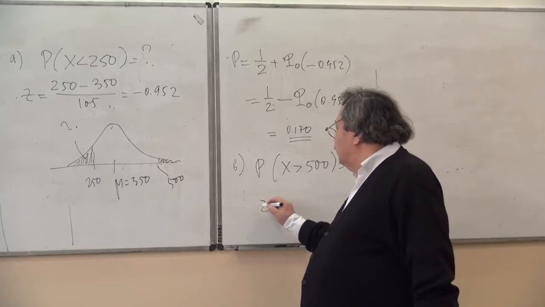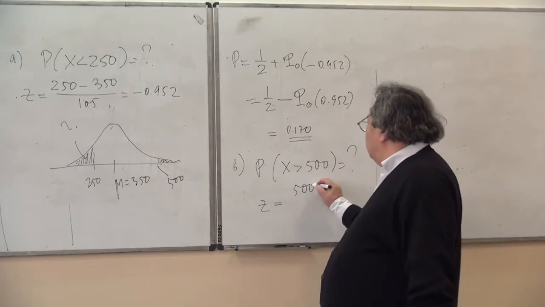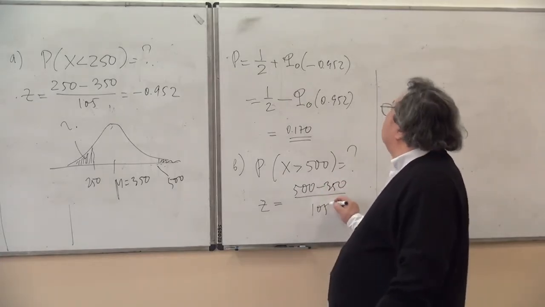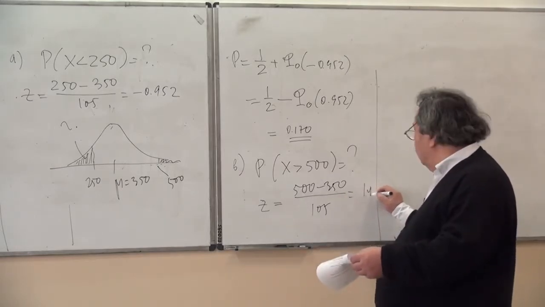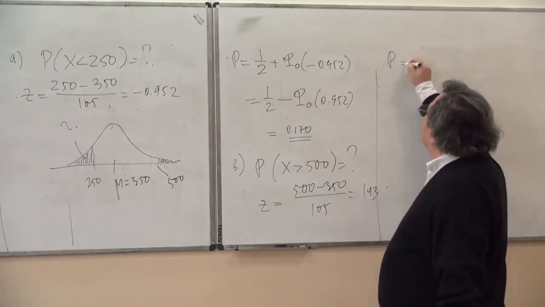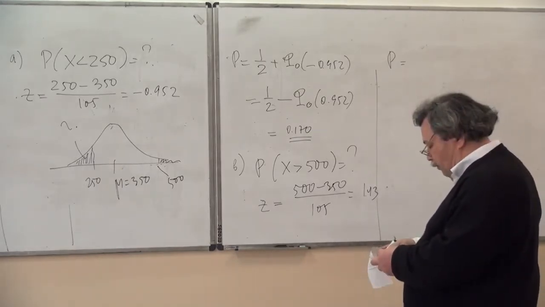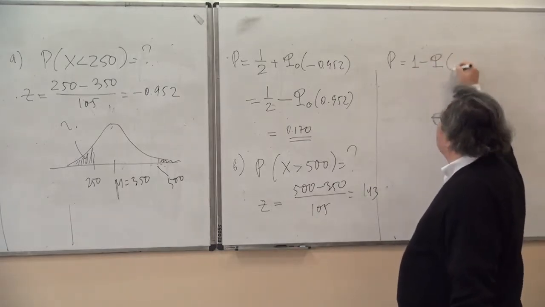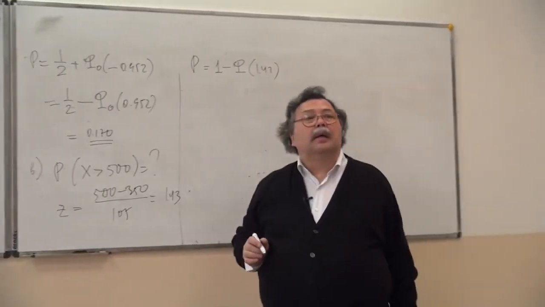Again, we convert x into z. So it's 500 minus 350 divided by 105. And this is 1.43. Okay? So the probability is equal to, and now we write this. Look at this. It's 1 minus phi of this.